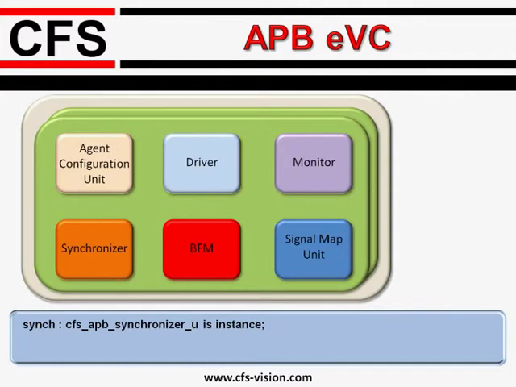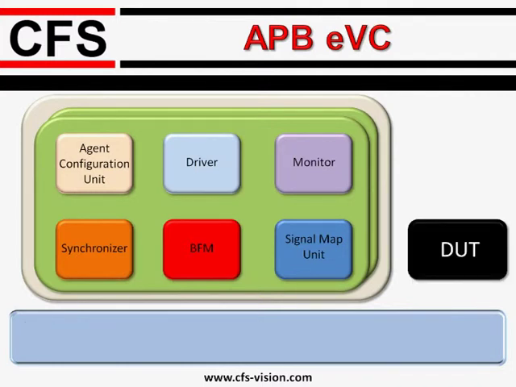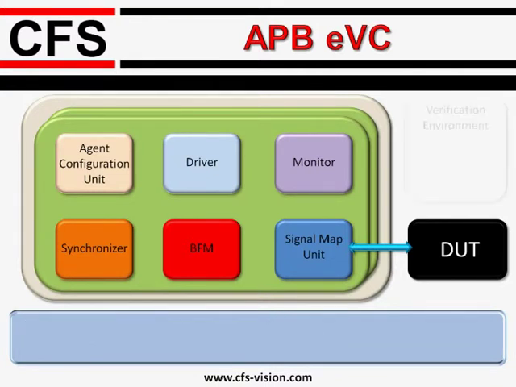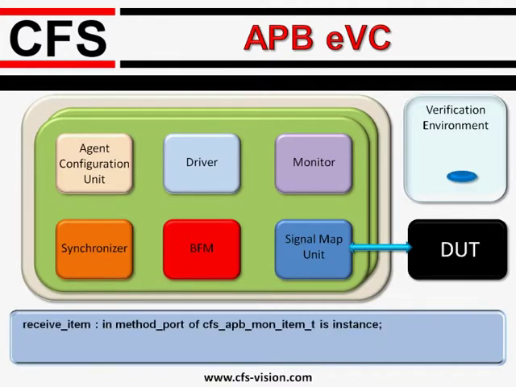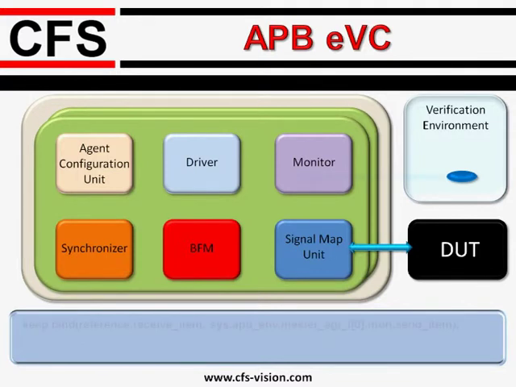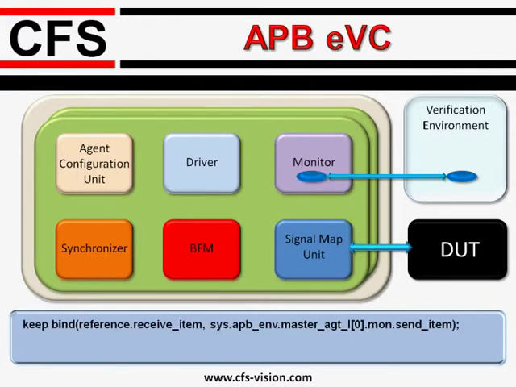There are several steps that must be taken in order to be able to use the eVC. First step is to connect the ports from the signal map unit. For monitoring, it must be declared somewhere in the verification environment a method port for receiving items from the monitor. Next, the body of the method port must be declared. Finally, the receiving port from the verification environment should be connected with the transmitting port from the monitor.